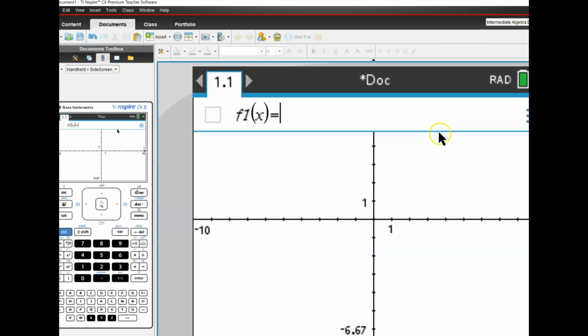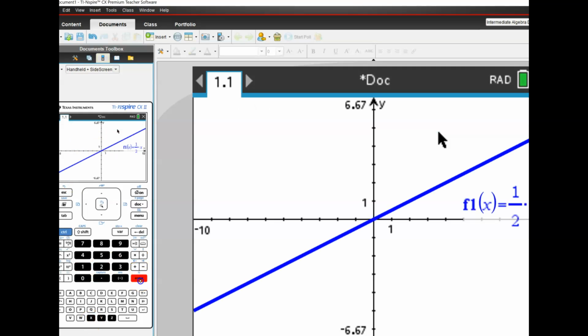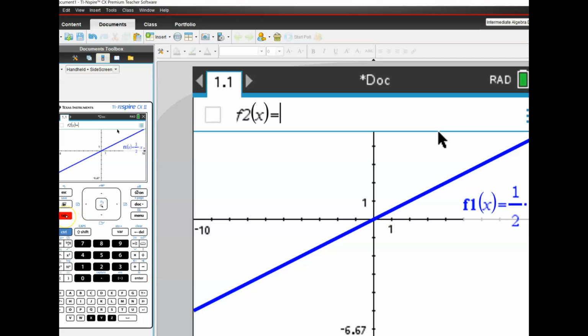Okay, so the first one I want to enter is, what was the first graph? X minus 2y. So we moved it around, so we said 1/2 x. So I put in 1 divided by 2x. Push enter, I have 1/2 x. That looks like what we did. Gotta push tab so I can put in my second one.